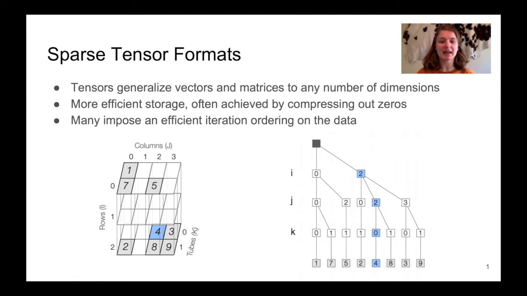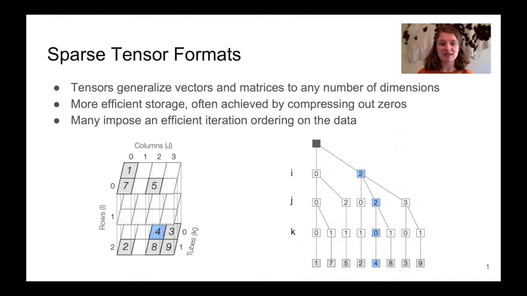Tensors are used in many applications to store and compute on data. Sparse tensor formats were developed to store tensors that contain many zeros, so that instead of storing every single coordinate and its value, these formats only store the non-zeros, resulting in much more efficient storage and performance when computing with these tensors. For example, the tensor on the left can be stored as a tree.